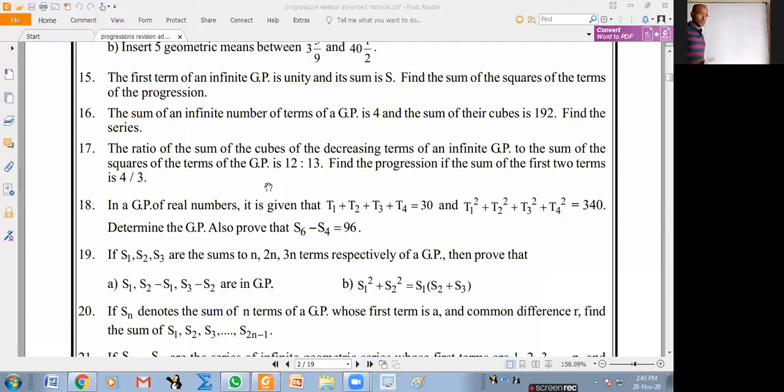The ratio of the sum of the cubes of the decreasing terms of an infinite GP. Decreasing means the common ratio should be positive, it can't be negative. If the common ratio is negative, it will increase and decrease both. So common ratio should be positive, and that too between 0 and 1. That's what decreasing means. So the sum of the squares of the terms of GP is given. Find the progression if the sum of the first two terms is 4 by 3.